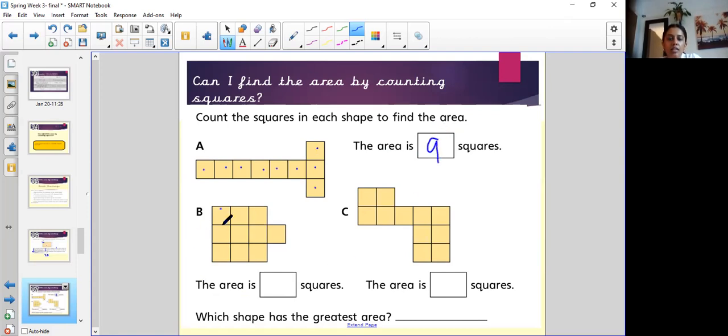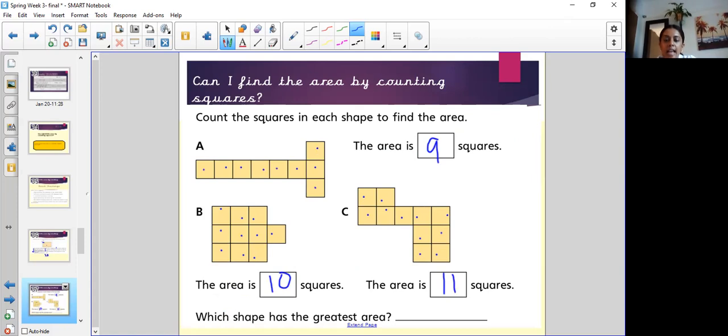And B, 1, 2, 3, 4, 5, 6, 7, 8, 9, 10. And C, 1, 2, 3, 4, 5, 6, 7, 8, 9, 10, 11. The area is 11 squares.